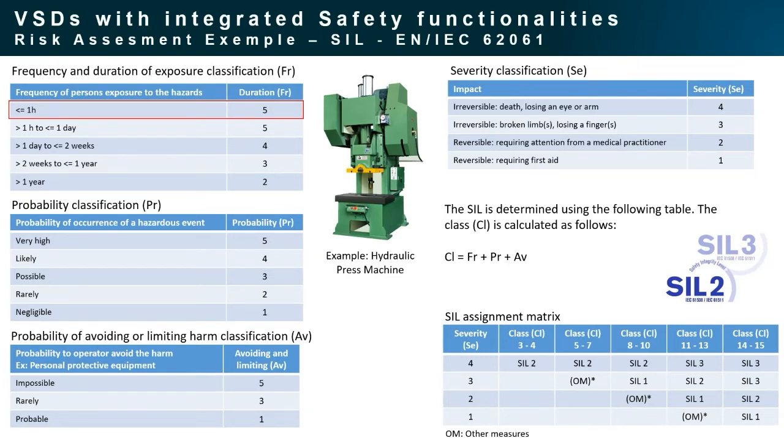This is a machine that has very fast cycles. It means the press will operate continuously and may have several cycles per hour. And so in this classification, we need to define the number 5 in the frequency and duration of exposure. Concerning probability classification, this machine will also be classified with number 5, because with each cycle, with each press, the operator may have the hands or other parts of the body close to the machine and cause an injury.